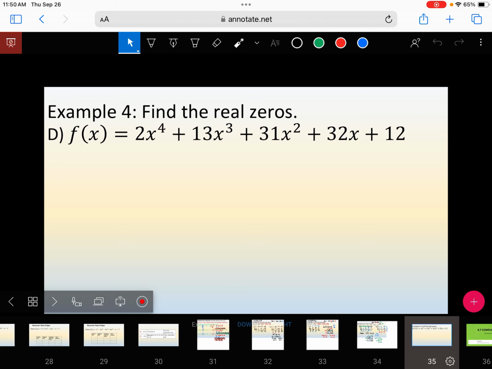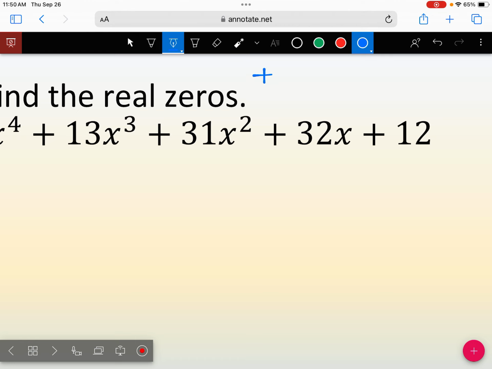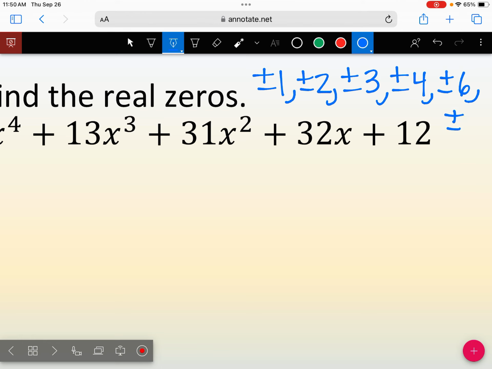The factors of 12 would be plus and minus 1, plus and minus 2, 3, 4, 6, and 12. And then also, if I go back and divide those 6 numbers by the factors of 2, then I would have also plus and minus 1/2 and plus and minus 3/2. So those are all the possibilities.